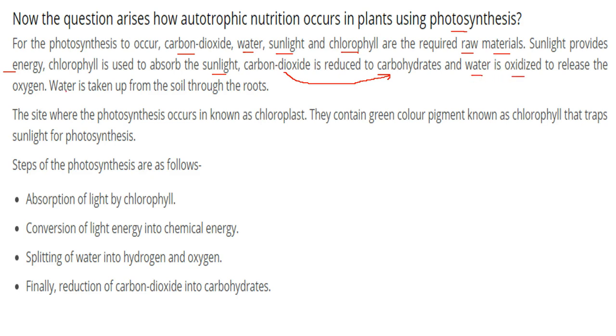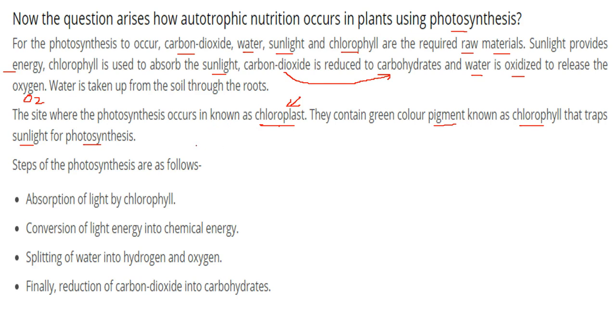to release oxygen. Water is taken up from the soil through the roots, or it can be taken from outside moisture. The chloroplast is the site where photosynthesis actually occurs, and it contains a green colored pigment. The leaves especially have chlorophyll, and chlorophyll is responsible for trapping the sunlight, the energy for photosynthesis.